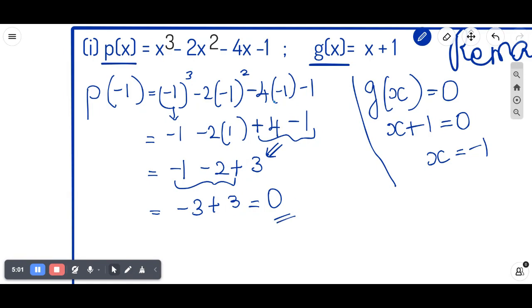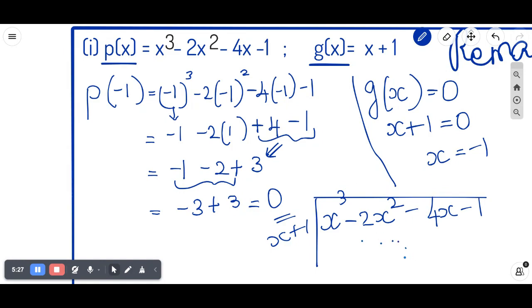Your remainder is 0. So when you divide this g of x, that means if you divide this polynomial p of x by x plus 1, you will get a remainder 0. So instead of going to the long division like this, x cube minus 2x square minus 4x minus 1, if you divide this by x plus 1, after all the divisions, you are finally going to end up with your remainder 0. That is the answer to this question.